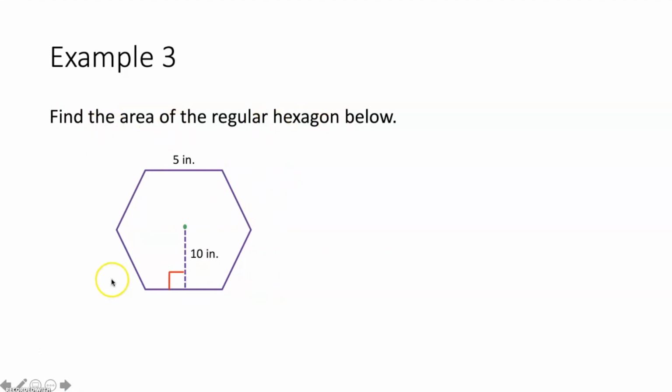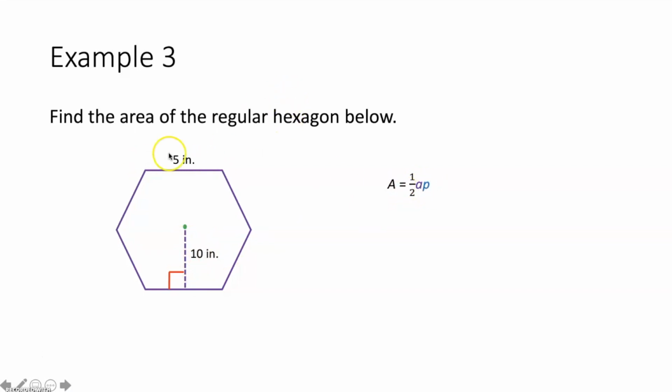So we know that this hexagon down here is regular, meaning all of the sides and all of the interior angle measures are congruent. In order to find the area of a regular polygon, we know the formula is area is equal to 1/2 the apothem times the perimeter. In this regular hexagon, we are given the length of our apothem, which is 10 inches, so we can plug that in for our lowercase a right here. But what about our perimeter?